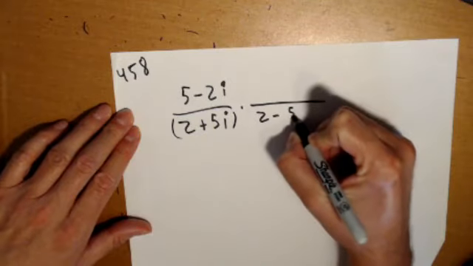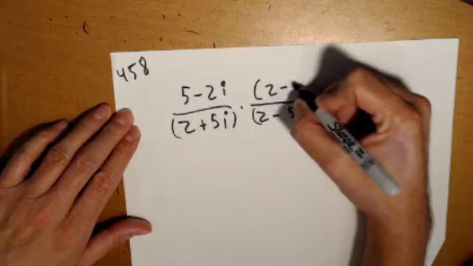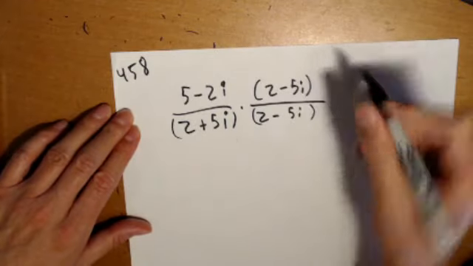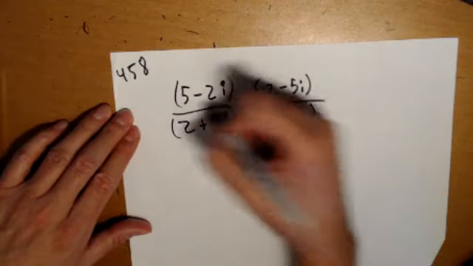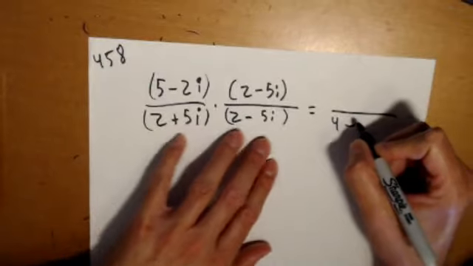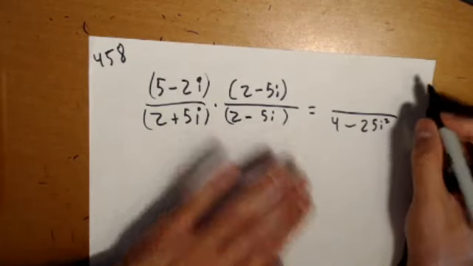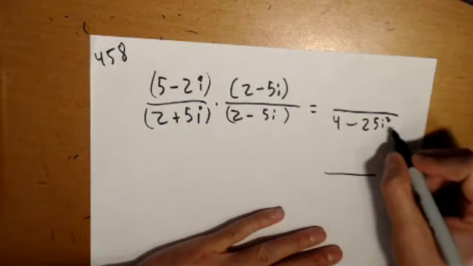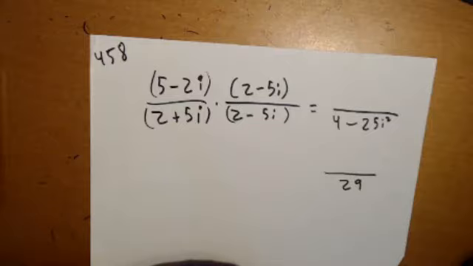So 2 minus 5i. And if I multiply the bottom by 2 minus 5i, I need to multiply the top by the same thing, 2 minus 5i. See? Conjugate, those two. Now the bottom should be easy. That's going to give us 2 times 2 is 4. 5i times 5i is 25i squared. i squared is negative 1, so that makes it a plus 25. Plus 4 is 29. Okay, so far so good.